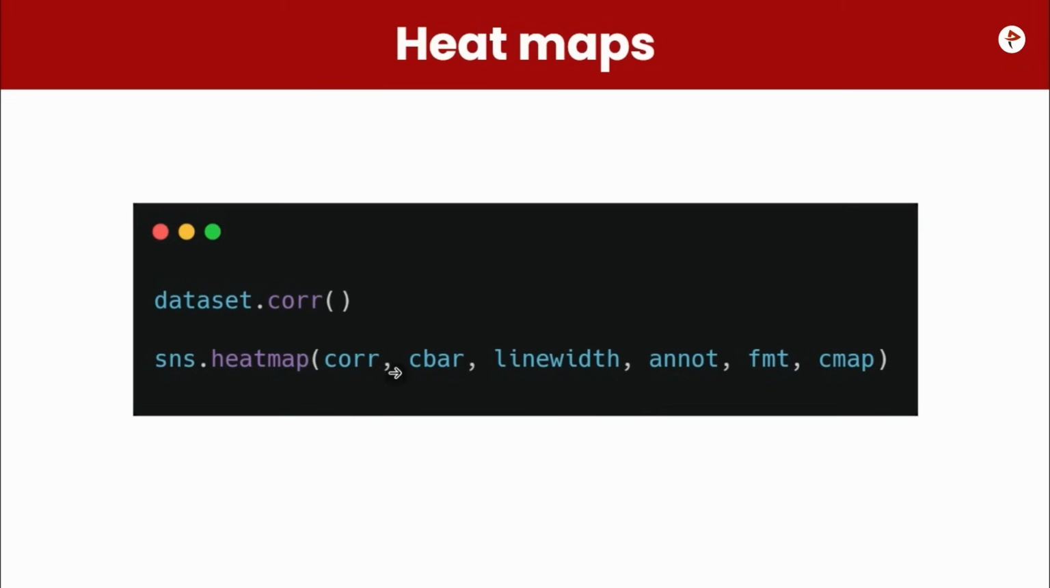And if you need a color bar, you can set cbar equal to true, and the line width you can set that. And for annotation, annotation is nothing but the values in the graph, if you need that, you can give annot equal to true, and you can set the format of it also. And you can also set the color map, which is for colors only. We'll see this in Google Colab.